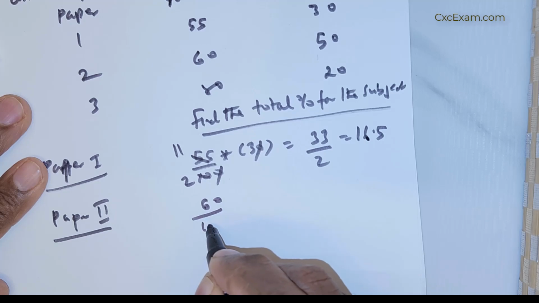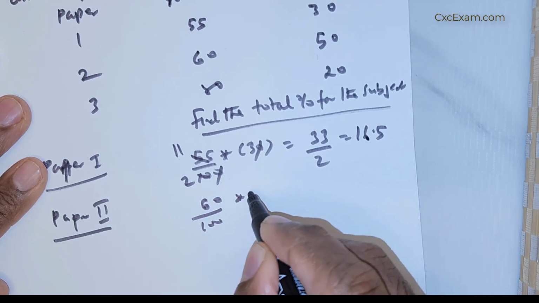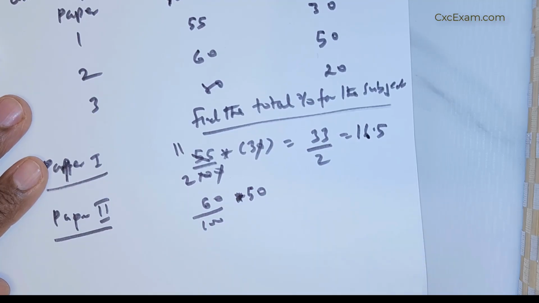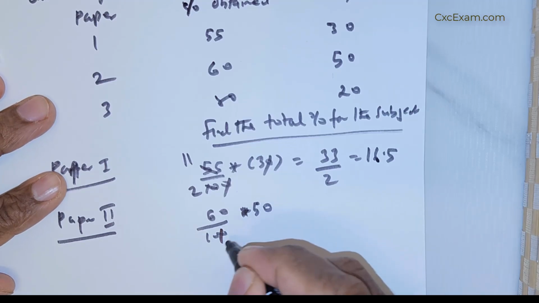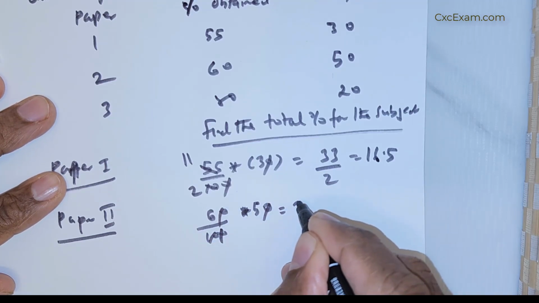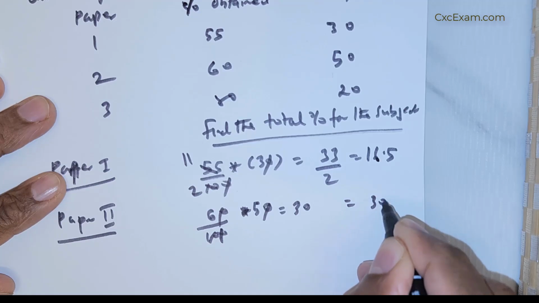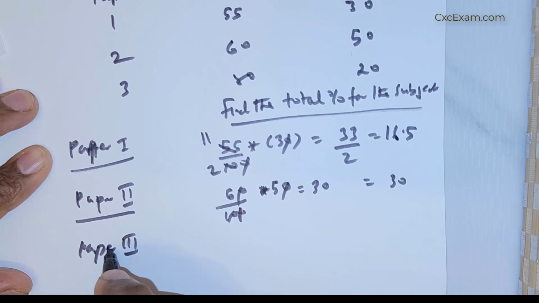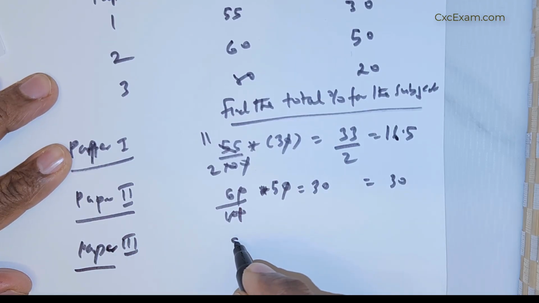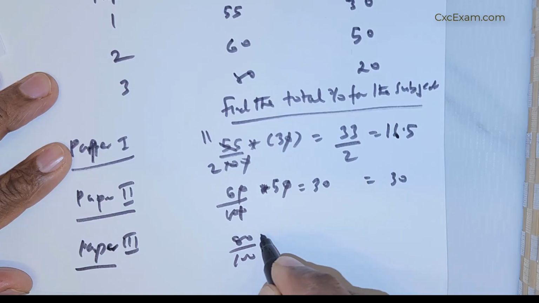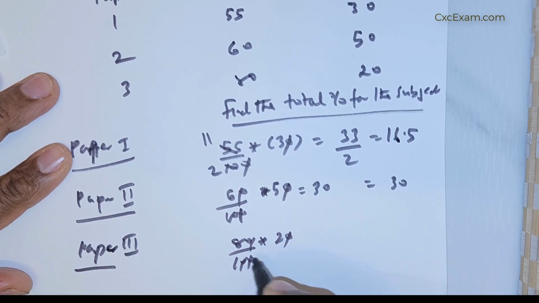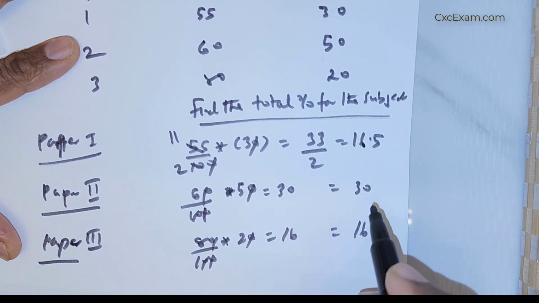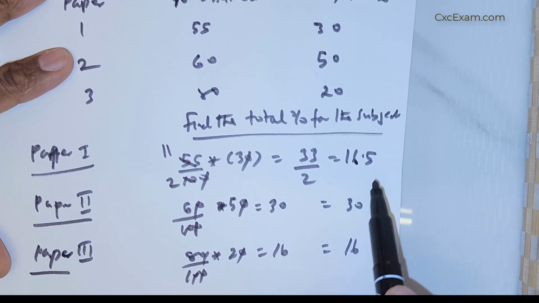So this is going to be paper 2. It's going to be 60 over 100 times 50. Okay, so if you reduce this, you get 30, and then paper 3, that's going to be 80 divided by 100 multiplied with 20, so 16. Now you'll have to understand what all these things really mean.